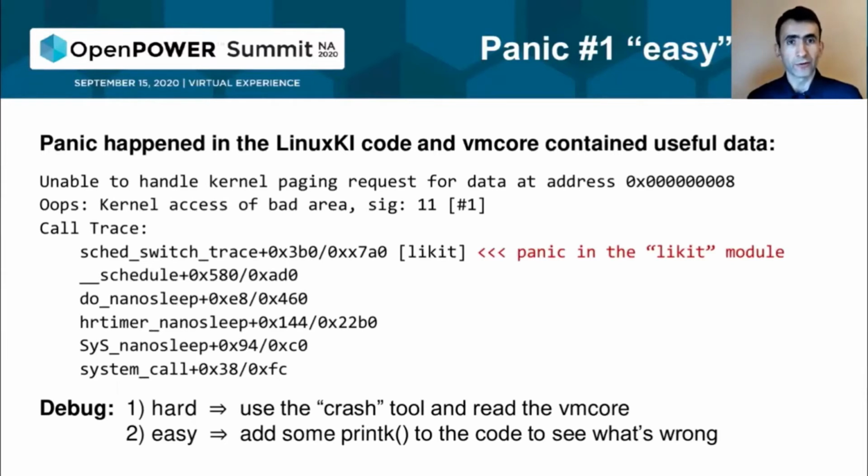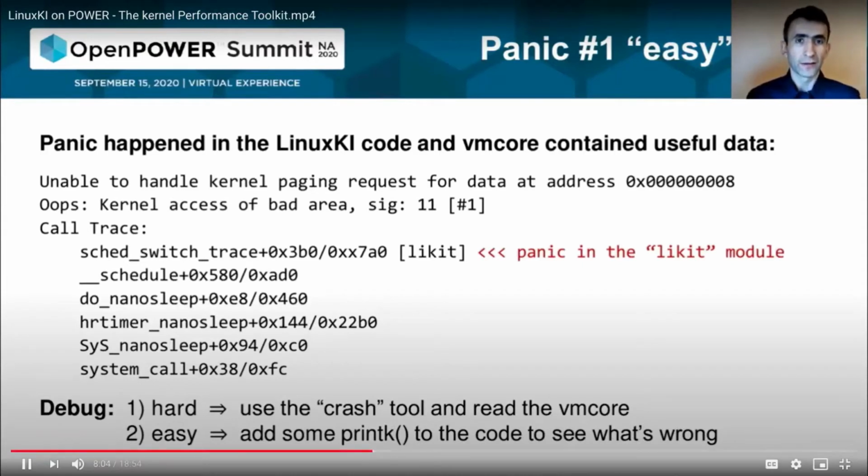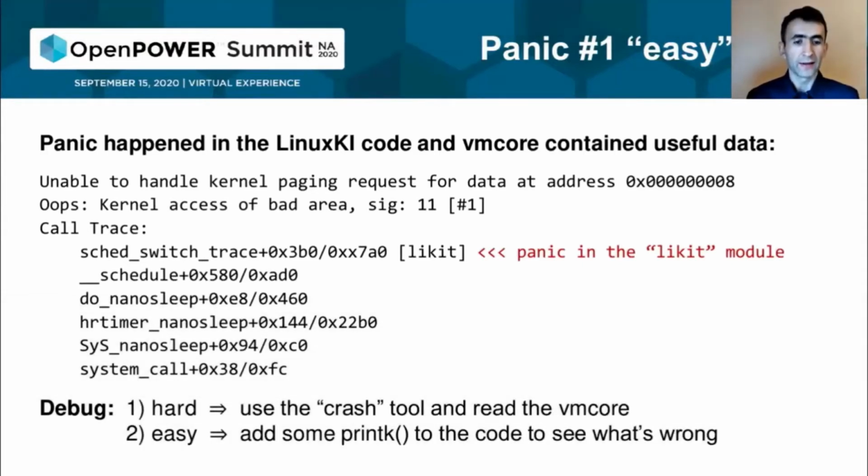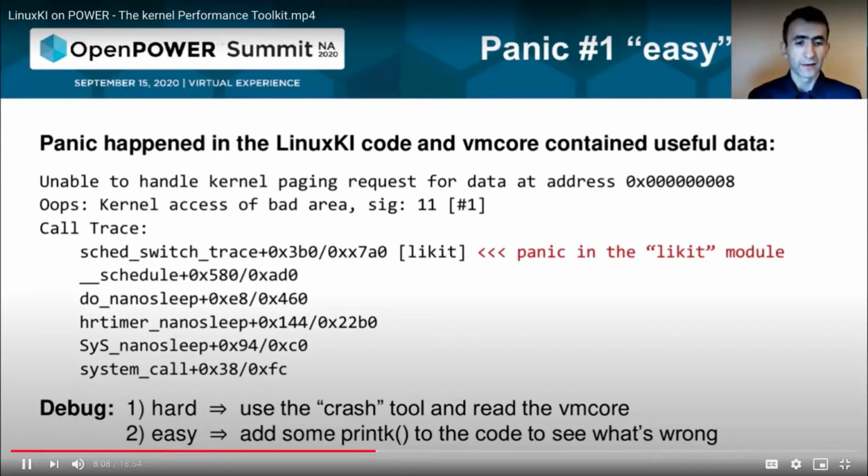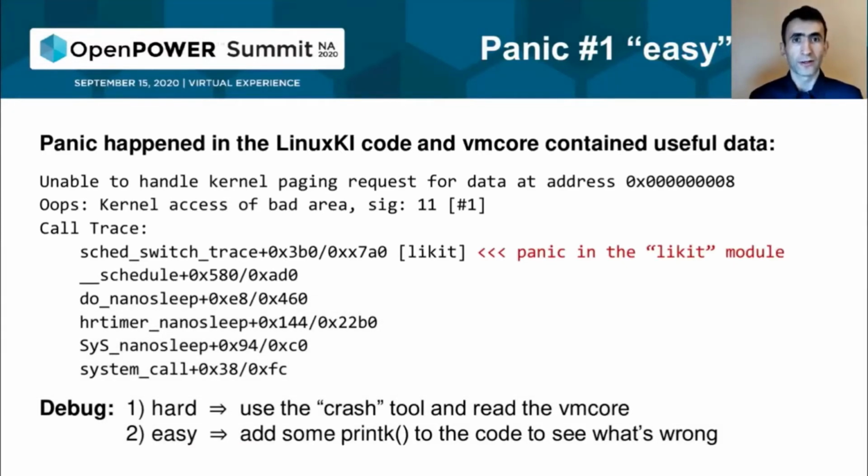Troubleshooting the first panic was relatively easy. The reason is that the panic happens in LinuxKI code. We can see it in the stack trace. The very top functions point to the liki module, which is the LinuxKI kernel module. So we know where the root cause is located. It means that LinuxKI is doing something wrong.